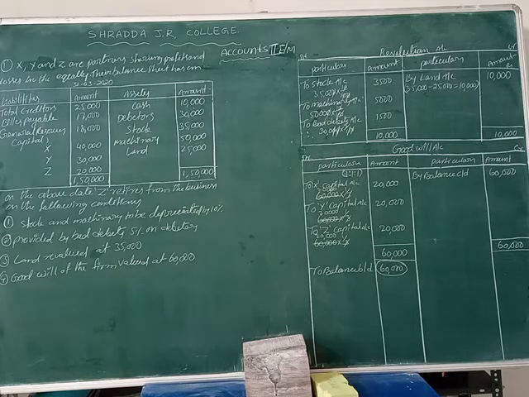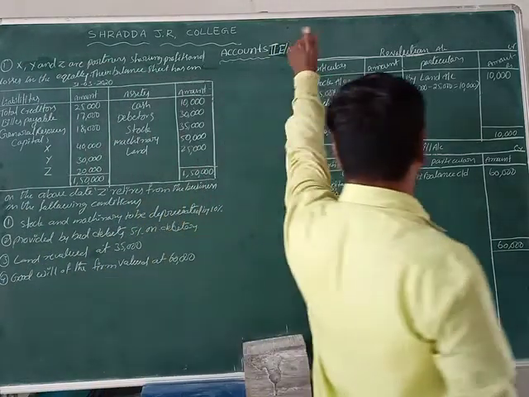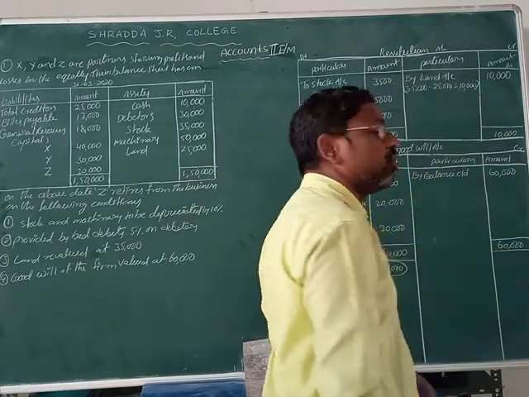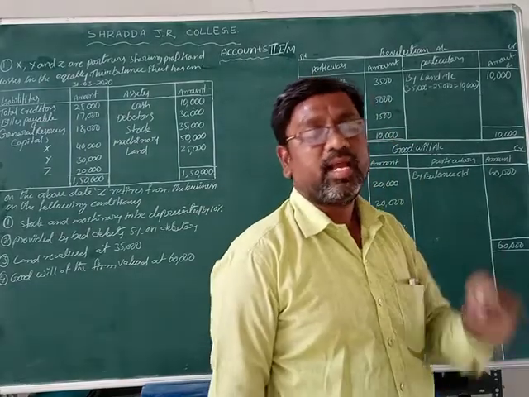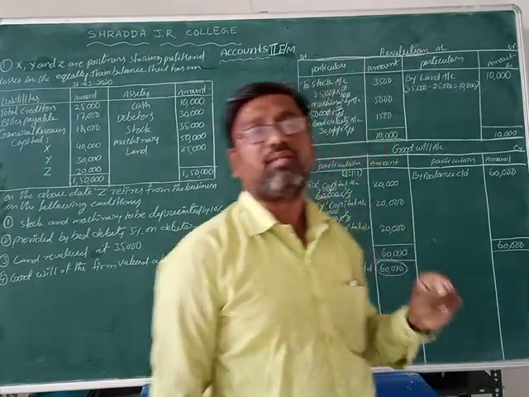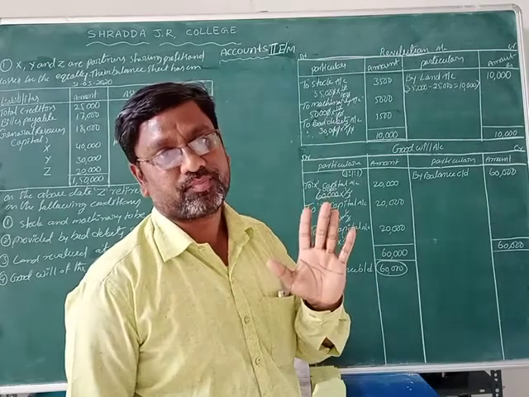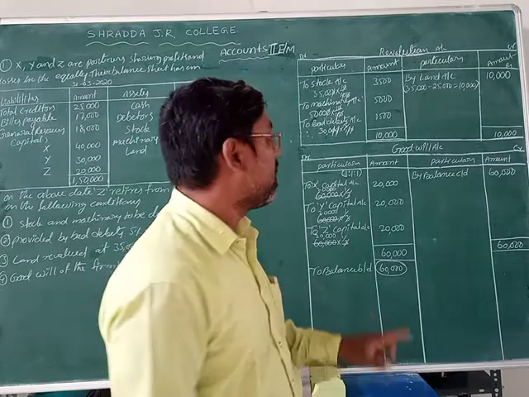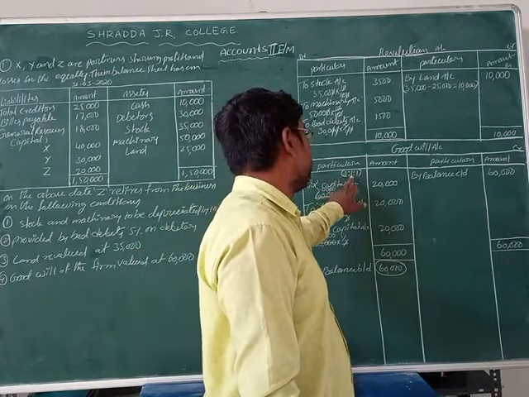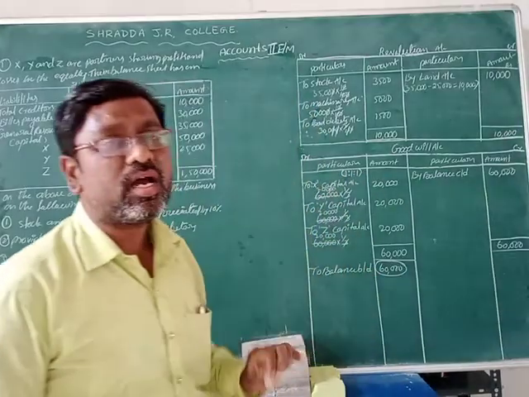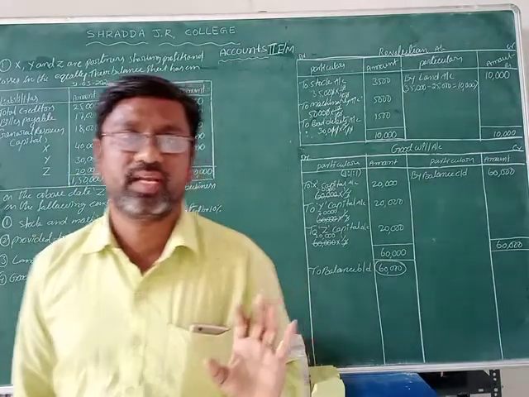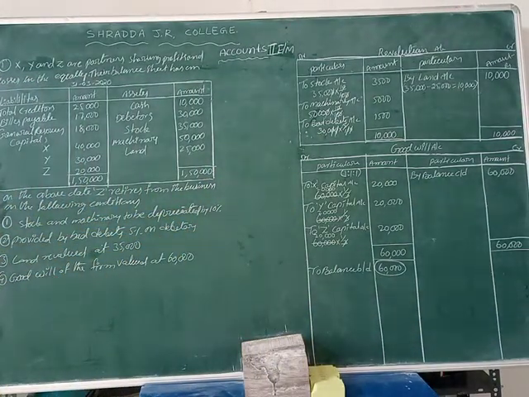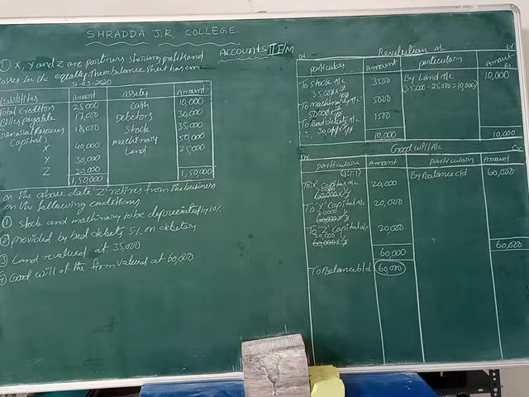Okay, students, good afternoon. So we can continue this problem. Goodwill account. The total goodwill amount given is 60,000 rupees. This 60,000 rupees goodwill we can distribute to the old partners. How can we distribute that? In a 1:1 ratio. That means it is an equal ratio. Equal ratio wise we can distribute the goodwill here.